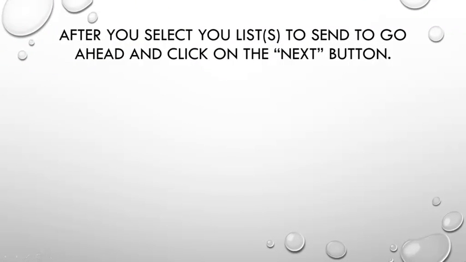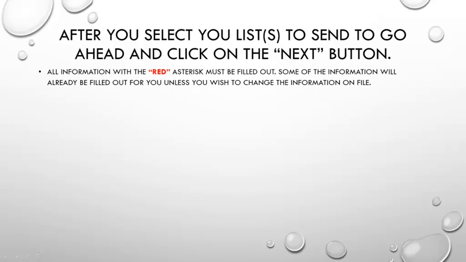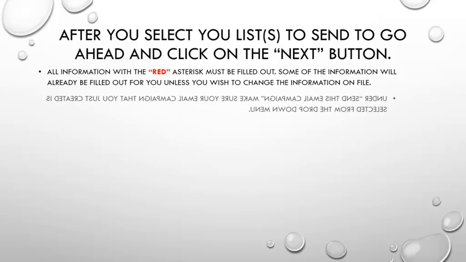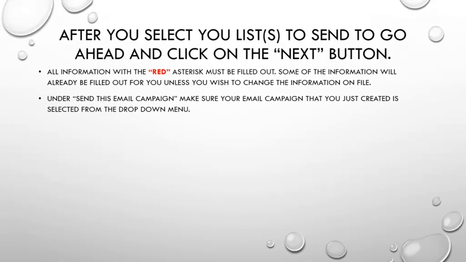After you select the list to send to, go ahead and click on the next button. All the information with the red asterisk must be filled out, but most of the information is already filled out for you unless you wish to change the information that's on file. As you're setting up the list, the system holds that information: the list name, the from name, the business, the reply to email, the from email. It inputs that information for you. There are some instances where you would want to change that, but as long as you're sending out for your own business, it's already done for you.